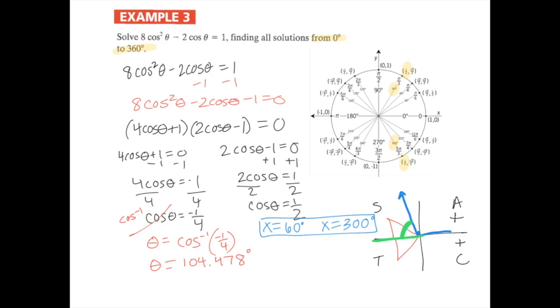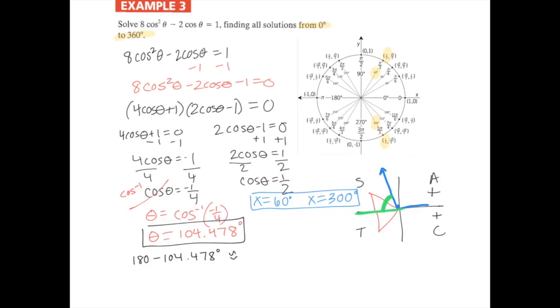So I'm looking for that value, which would make sense to find by subtracting 180 minus my angle. When I subtract, it gives me a value of about 75.522 degrees, which means that that is the size of my reference angle. So now I need to take that same reference angle of 75.522 degrees and figure out what angle in the third quadrant would have that reference angle.